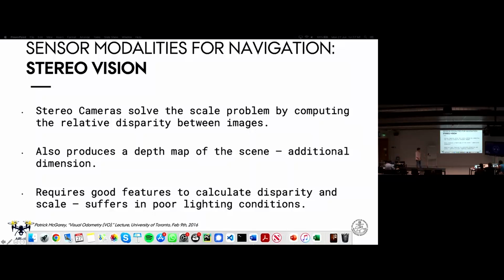So it requires very good features to compute that disparity. Obviously, you need to see the same thing in two cameras at the same time, and it suffers in poor lighting conditions. So, as with any vision problem, occlusion and poor lighting is going to be the biggest problem.